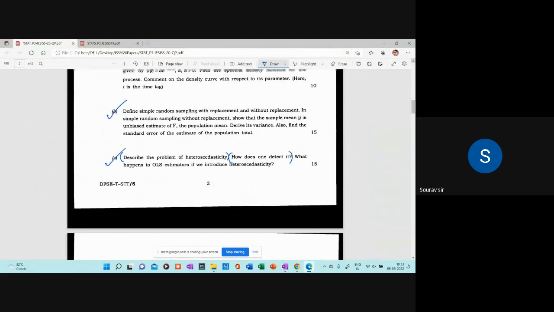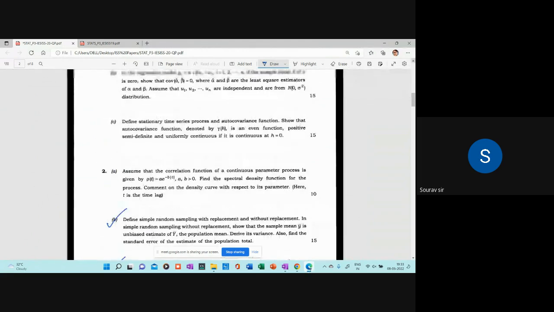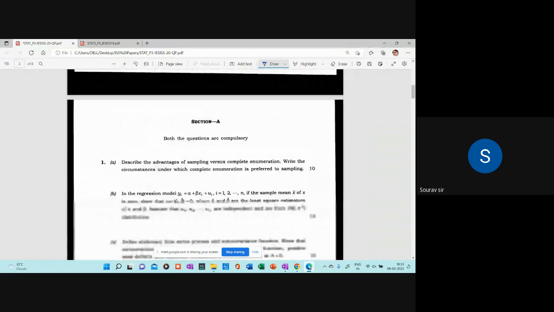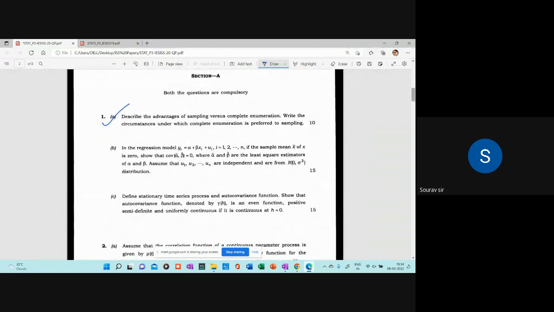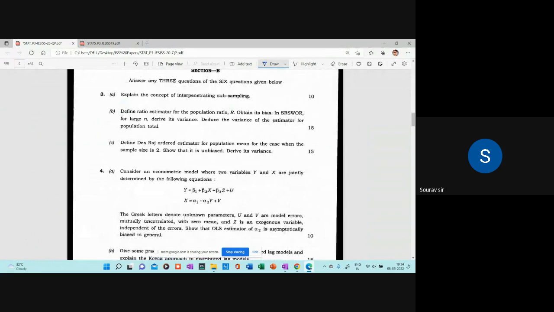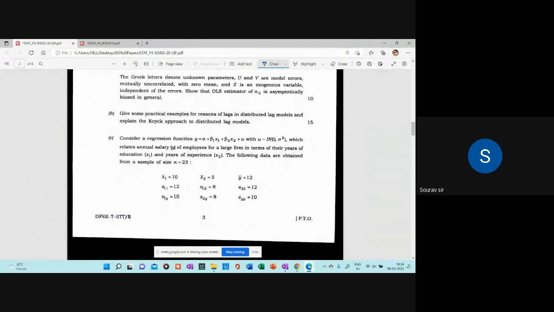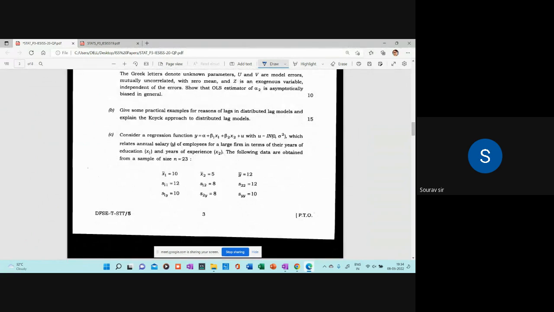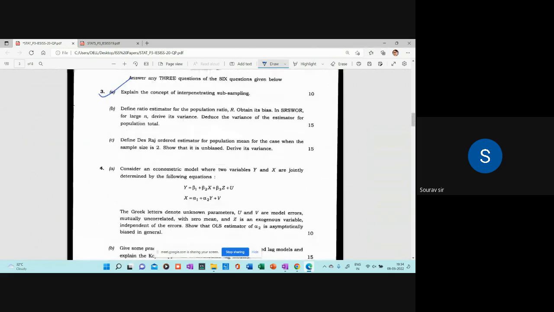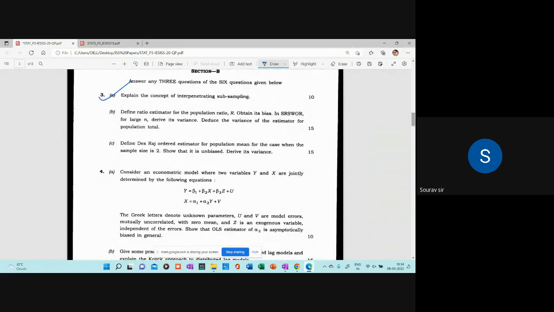This one we have done in the last class. Let me go through some of the portions of this. I think this we have done already. Penetrating subsample we have done. Okay, we can use this question: give some practical examples of reasons of lags in distribution lag models, and explain the Koyck approach of distribution lag models. Before going on this, we need to go with a particular portion of this.